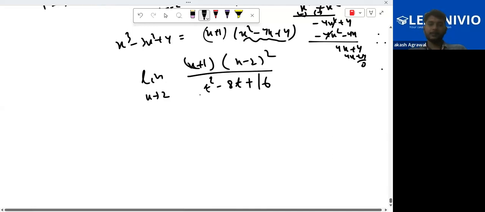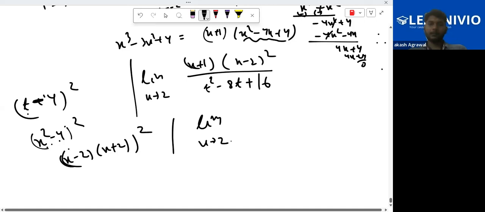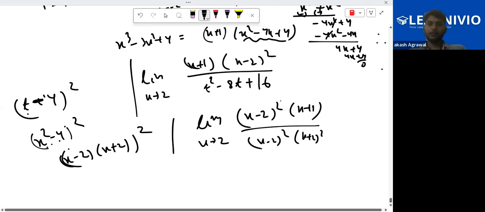So now you can factorize this quadratic, and this is, I think, t minus 4 whole square. And t is again x square, so x square minus 4 whole square. So this is x square minus 2 square. So again we can write x minus 2, x plus 2 whole square. So finally the factorized form of the numerator and the denominator is x minus 2 whole square, x plus 1, upon x minus 2 whole square, x plus 2 whole square. This is gone. Now you can put x as 2. So 3 upon 4 square, 16. This is the answer.